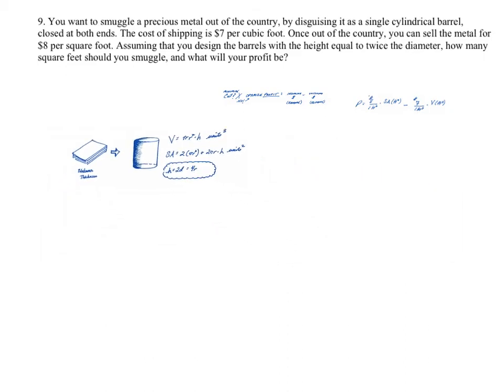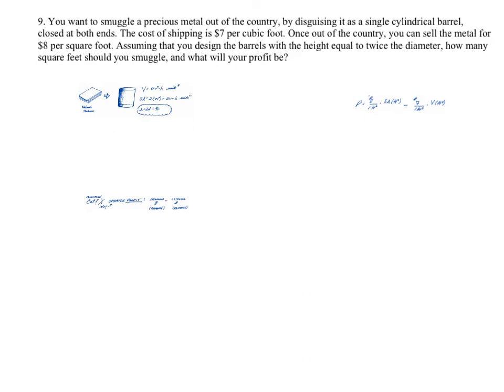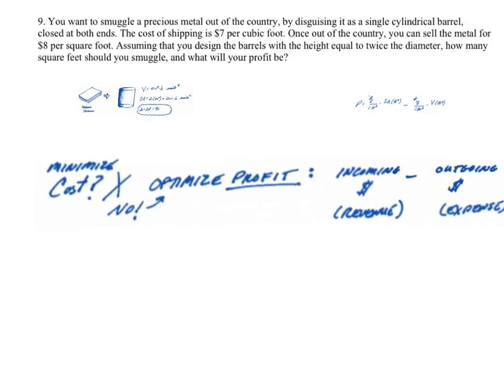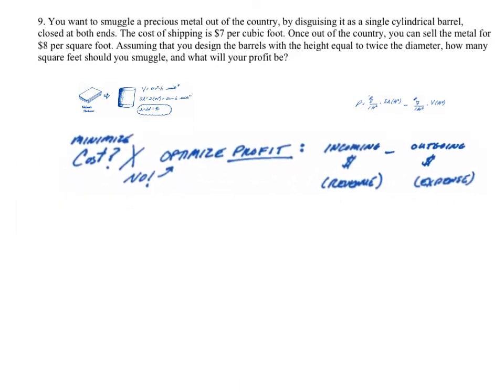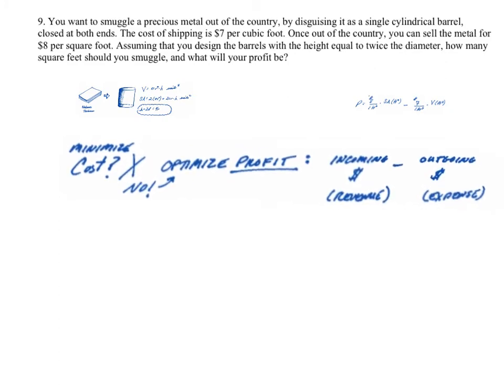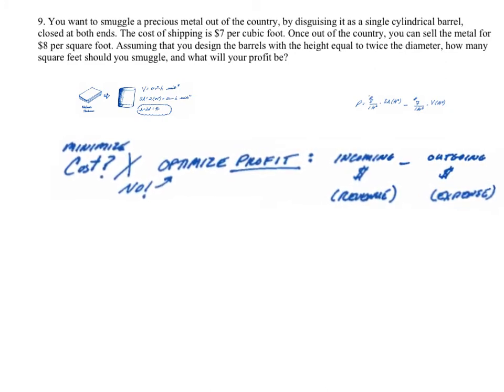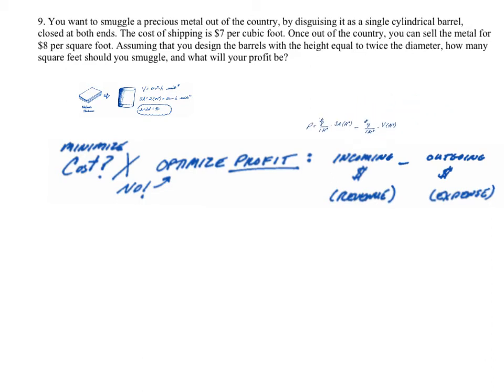Well, we're asked to optimize profit. Normally it's a cost, right? Find the cheapest can or the cheapest fence that will get the job done. But we don't want to minimize cost here. We want to optimize profit. So the structure of our whole equation, profit, is like your income. What money is coming in, what money is outgoing, and what's the difference, right? Revenue minus expenses.